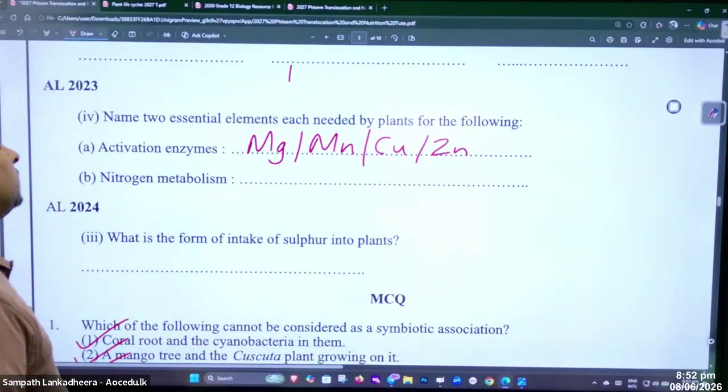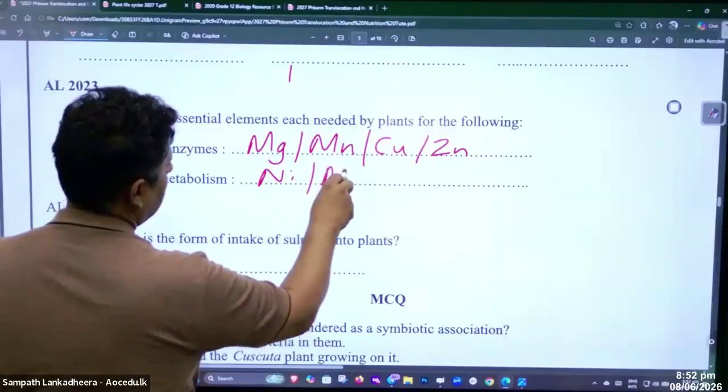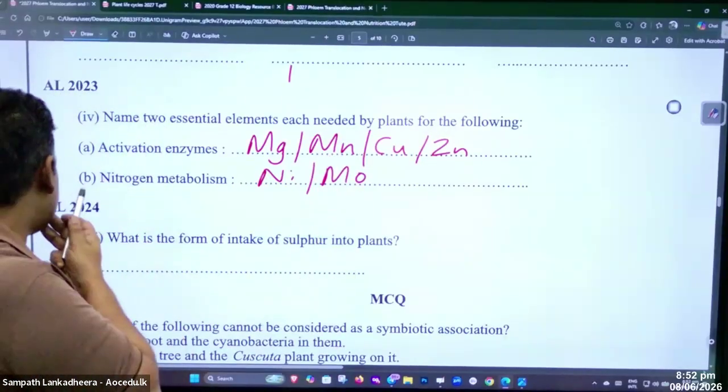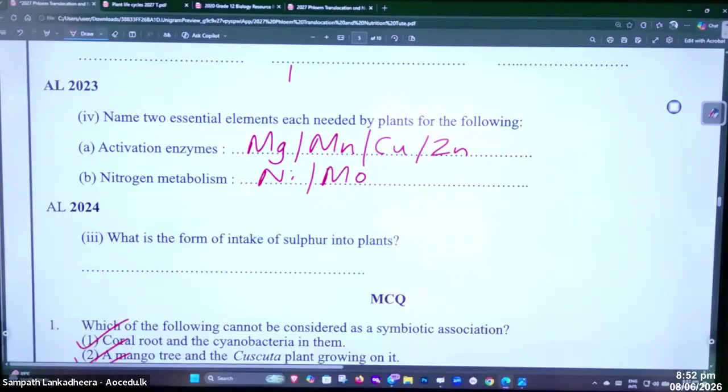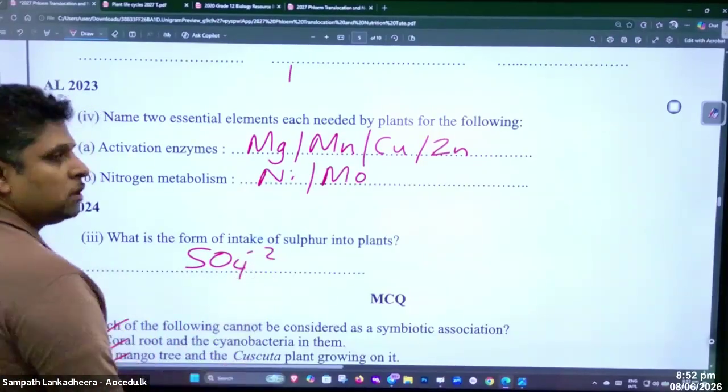Nitrogen metabolism: nickel and molybdenum. Right, people? 2024. What is the form of intake of sulfur into the plant? Sulfates, SO4 minus 2.